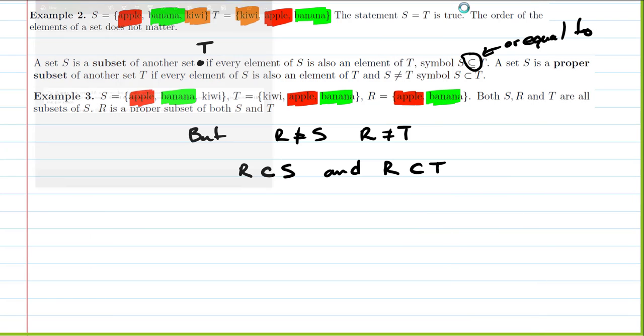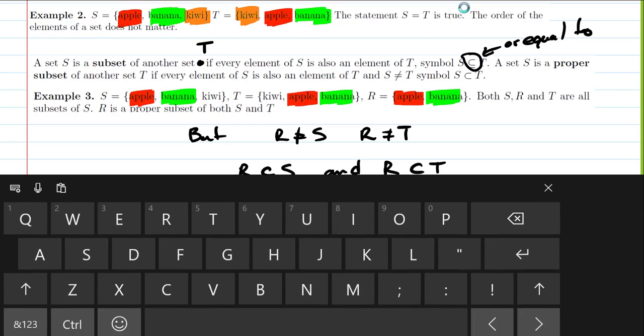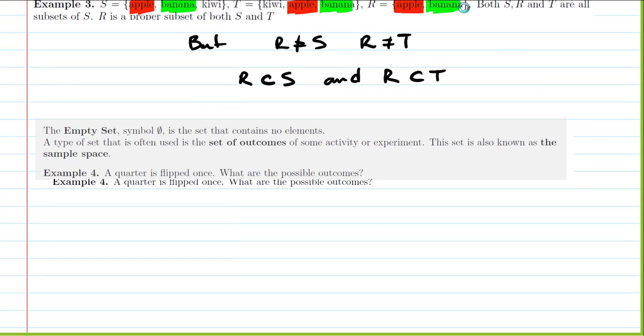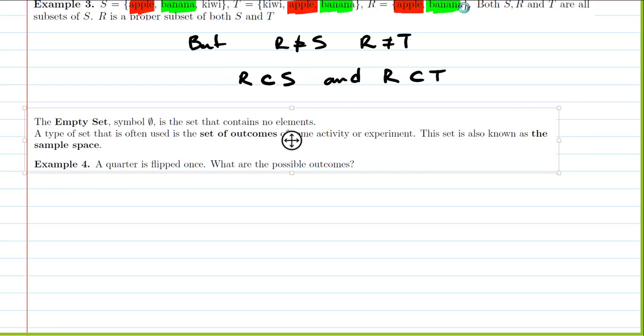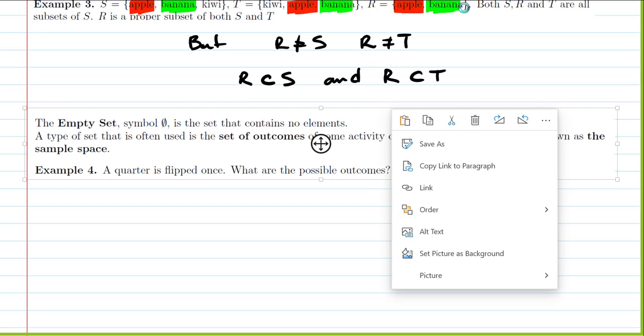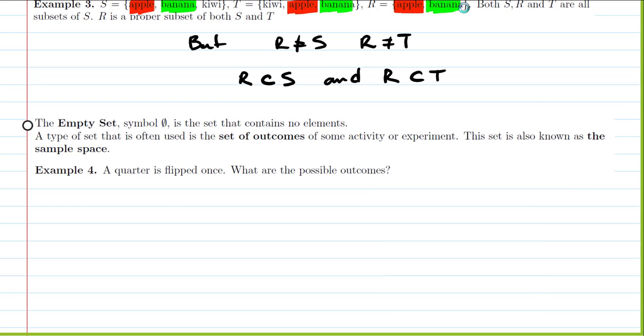So the last symbol we are going to need is the empty set symbol. So the empty set symbol looks like a 0 with a line through it. This is for the set that contains no elements. This is also why mathematicians never put crosses through their zeros, because that symbol means something else. So the empty set is the set that contains no elements.